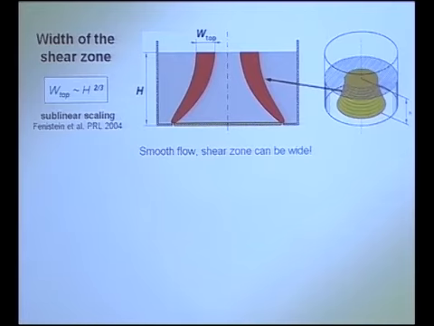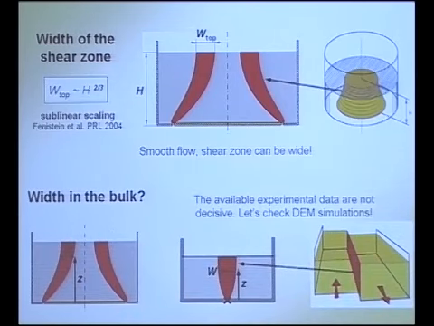The exponent here shouldn't be taken too seriously. It can be slightly less than 2/3 or larger, but it is definitely above 0.5, so it is not a diffusion-like exponent, and it is below 1. So what can be seen in the experiments, I'm not doing experiments, is that the flow is very smooth. These are wide shear zones, so they are not the typical 10 grain diameter shear bands.